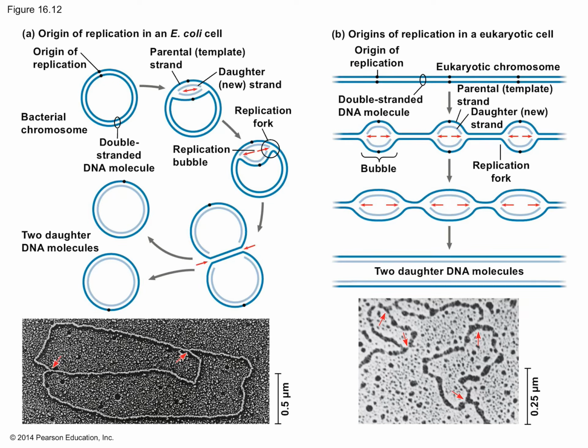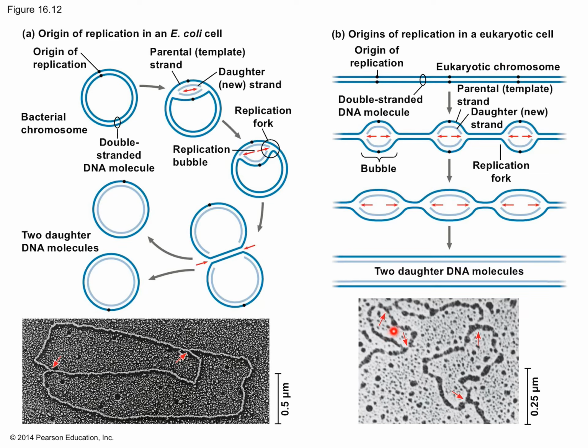So eventually all of these replication bubbles will fuse together, and when the last two have fused together, we have two complete daughter DNA molecules, okay? Two completely copied DNA molecules. Again, each one half original parent DNA, half daughter DNA, so semi-conserved. That's what you see in this electron microscope view.